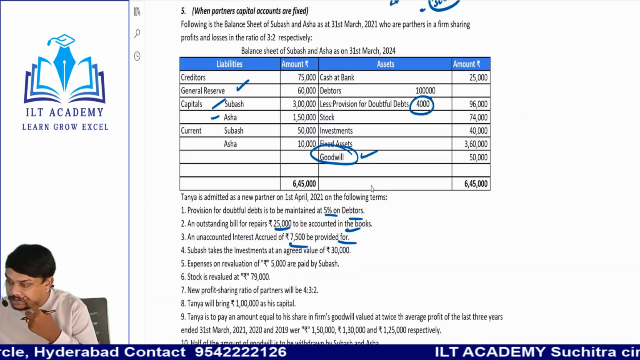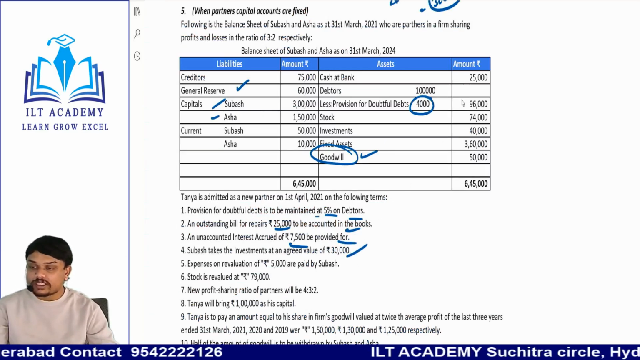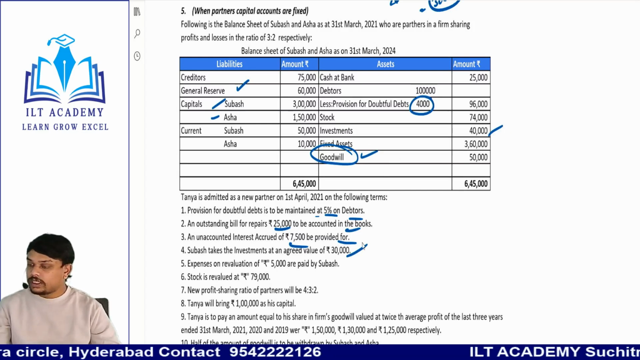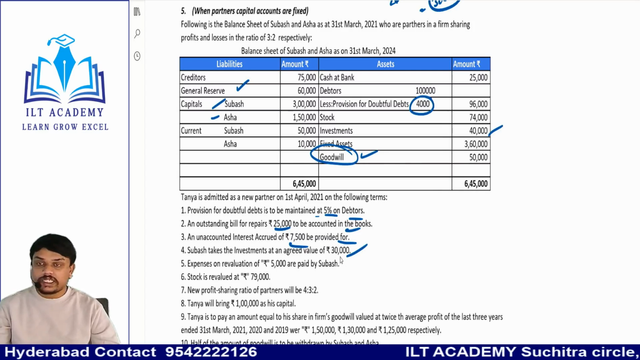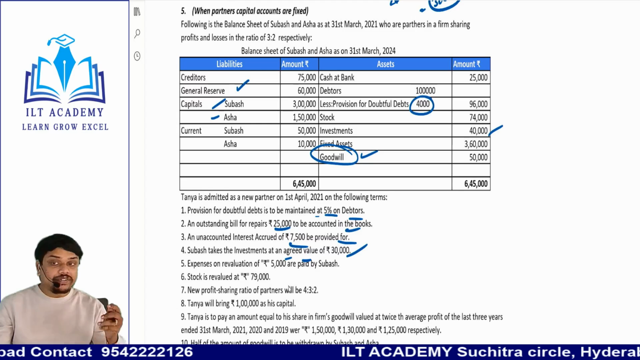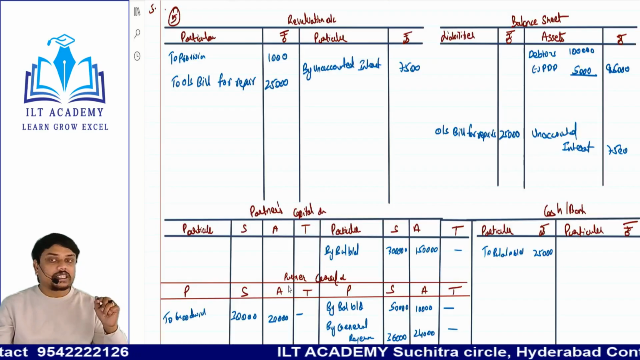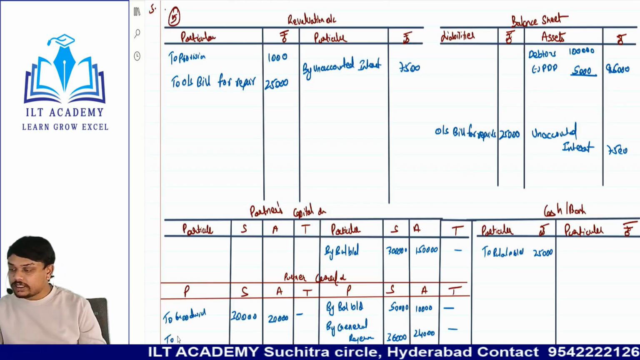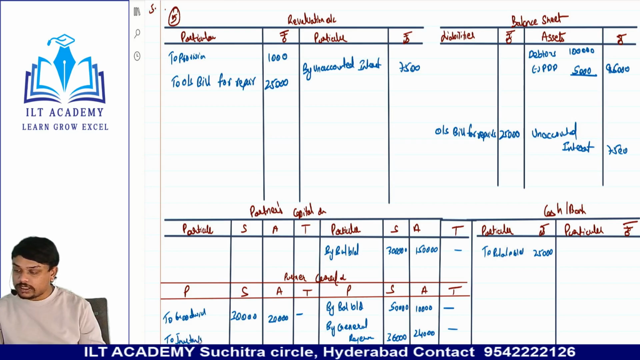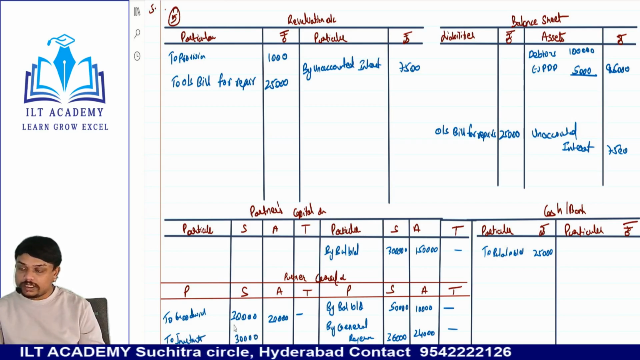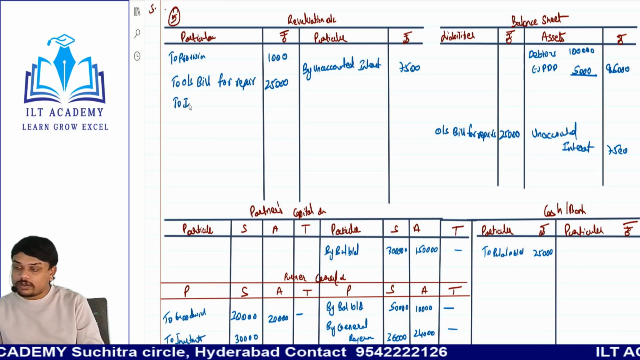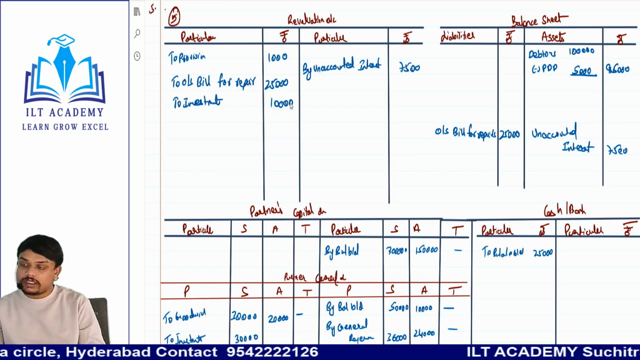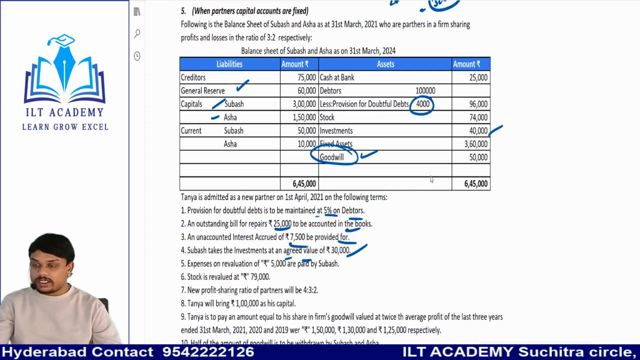After that, we are having Subhash takes the investments at an agreed value of 30,000. Now, if you see investments, that is 40,000, and he has taken over at 30,000. Here it is mentioned agreed value of 30,000. So investments, there will be no balance and it is taken over by Subhash at 30,000. And in this transaction, we are having a loss of how much? 10,000. Investments 10,000. That's it. Perfect. Any doubts we are having?